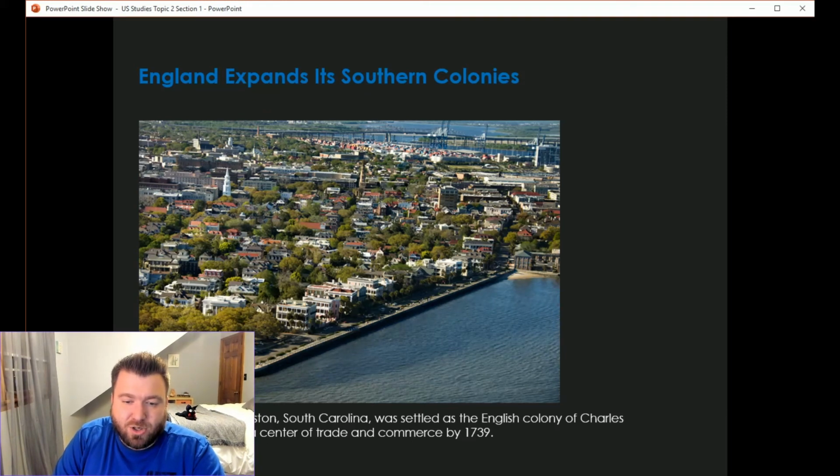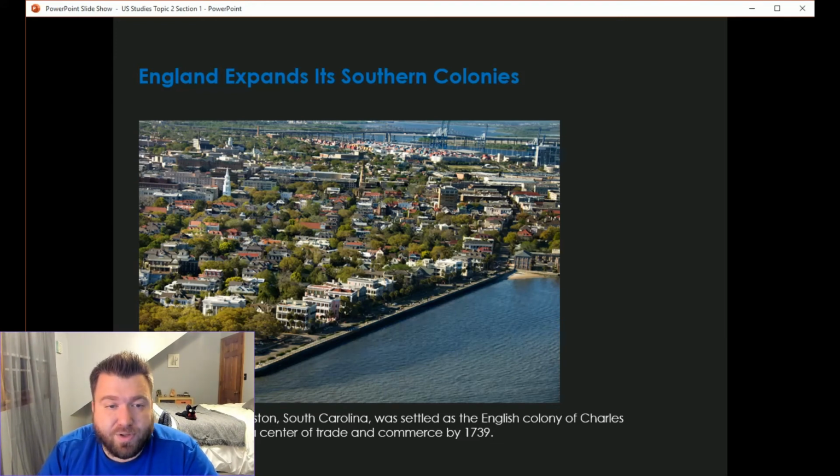This is modern-day Charleston, South Carolina, and this was settled as the English colony of Charlestown. The city was a center of trade and commerce by 1739.